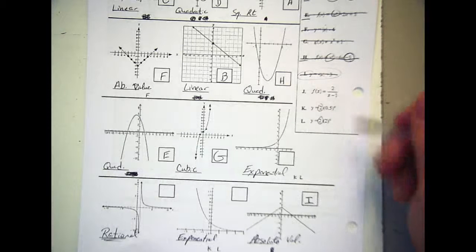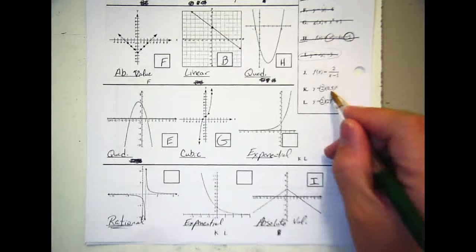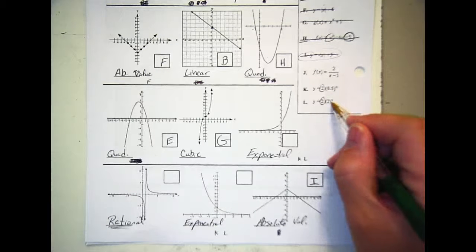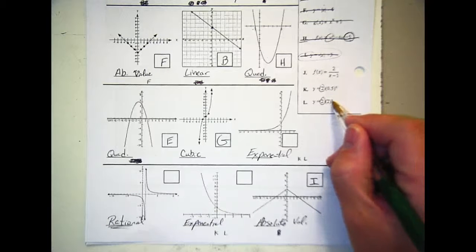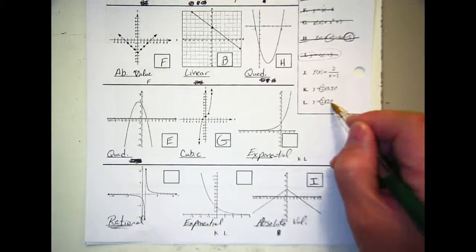Let me do this. Let's say x is 1. If I put 1 in for x on this one, what's 2 to the first power? 2. It's 2. Okay, 2 to the first.